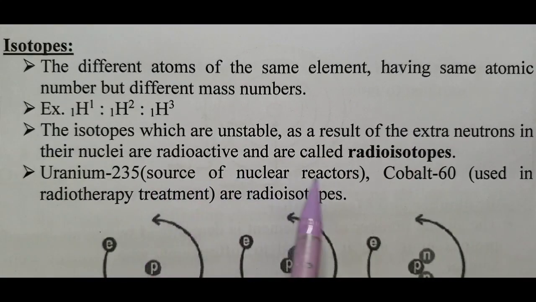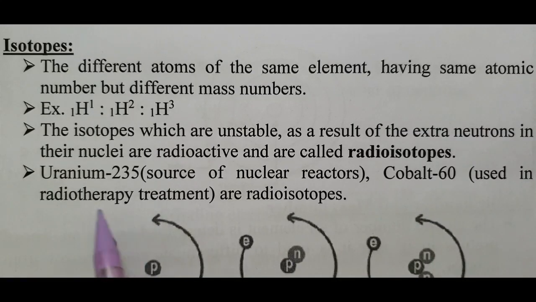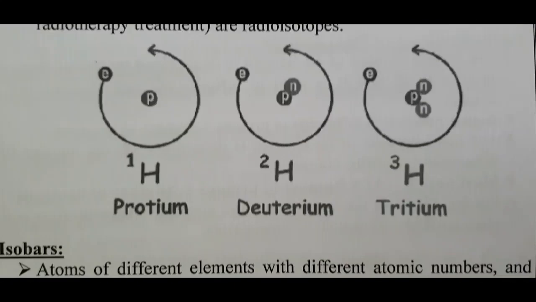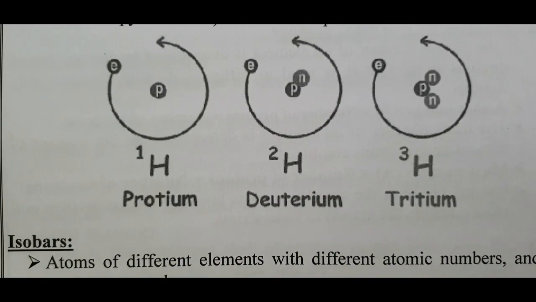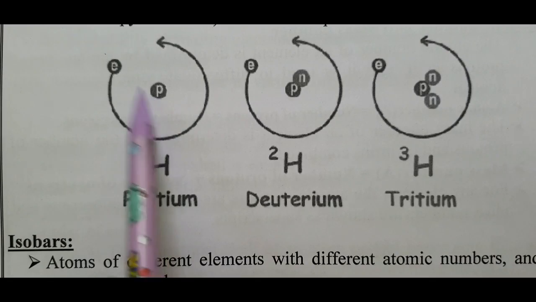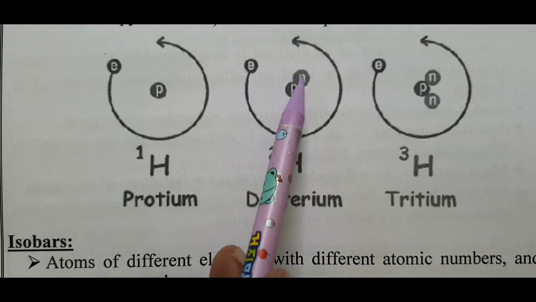Uranium-235 is the source for nuclear reactors. Cobalt-60 is used in radiotherapy, cancer treatment, as a radioisotope. Hydrogen has 3 types of isotopes: protium, deuterium, tritium. Protium contains 1 proton and 1 electron. Here, deuterium has 1 proton, 1 electron and 1 neutron.